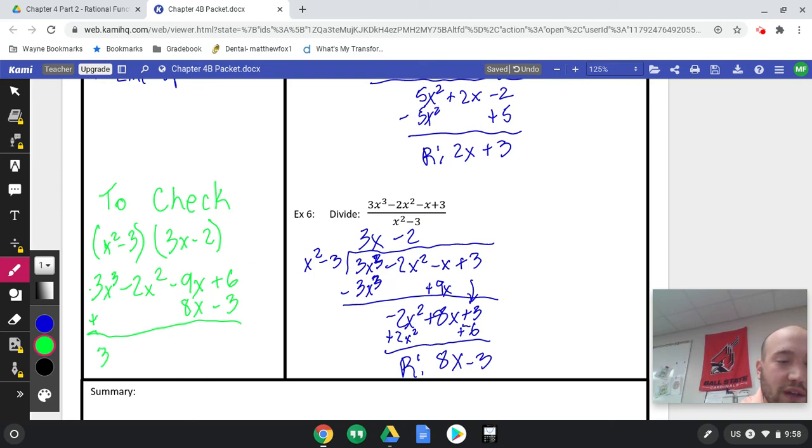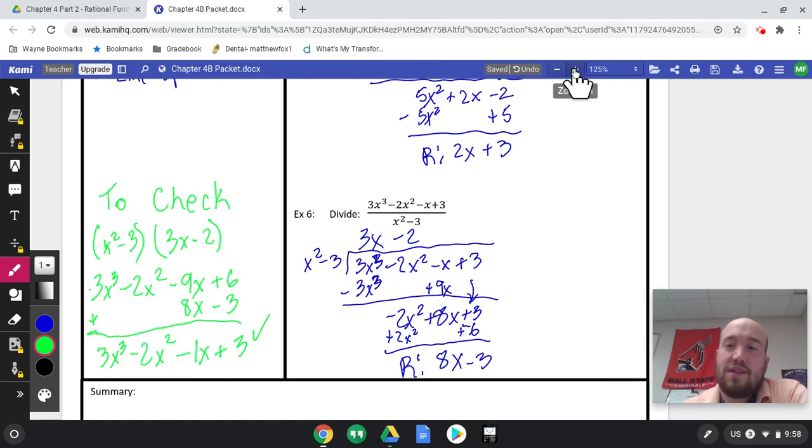We'll add straight down. We'll get 3x to the third minus 2x squared minus 1x, or just minus x if you prefer, and then plus 3, which if we look back here, 3x to the third minus 2x squared minus 1x plus 3, exactly what we have. So we did it.